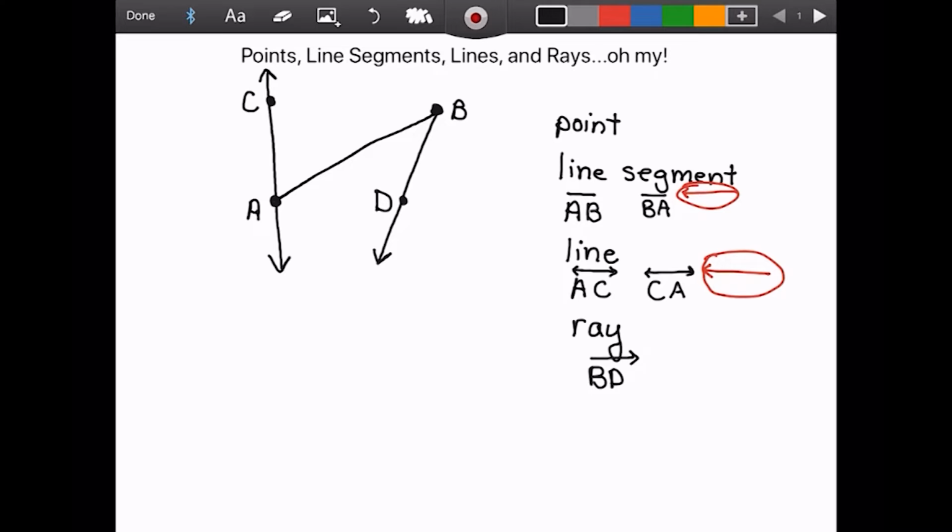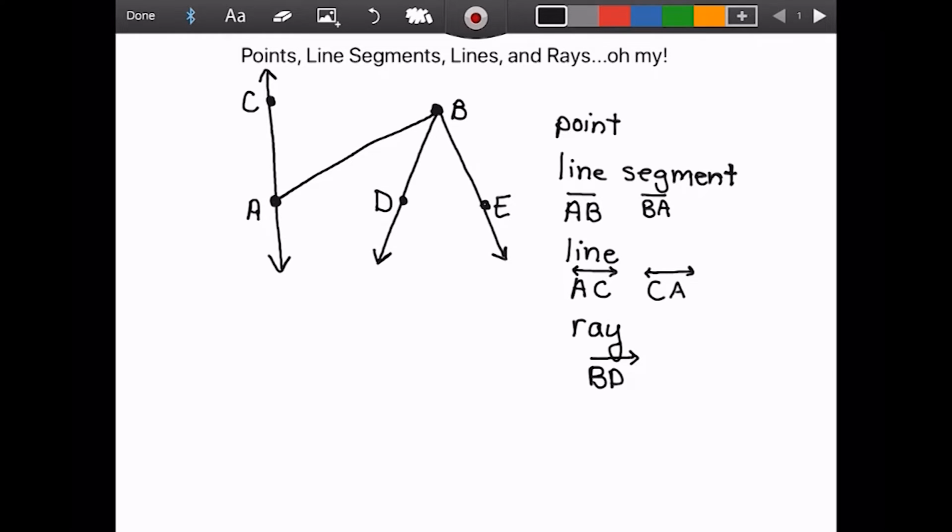Okay, let's look at adding one more point here. I'm going to call it E. And I'm going to do this.